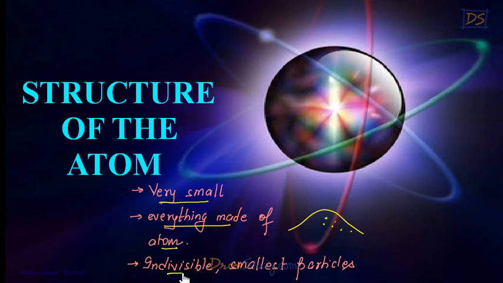Then atoms are indivisible. They are very small. They cannot be further divided, right? They are the smallest possible particles that we can think of, students. So if you divide any substance and keep dividing it forever, finally you will get atoms. But atoms cannot be further divided. They are the smallest possible particles, and that's why they are said to be indivisible, isn't it?